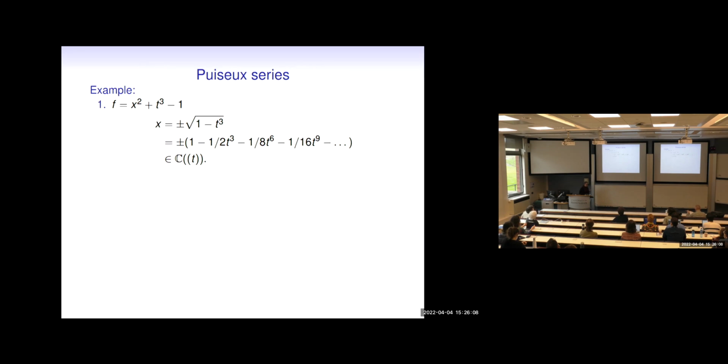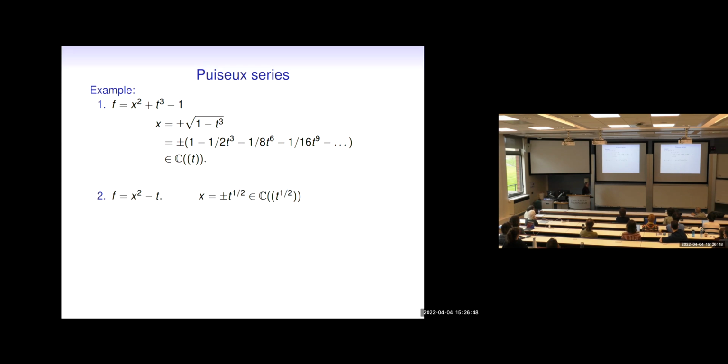This is something that, once you think about it, is first or second year undergraduate material. If I give you a polynomial like x squared plus t cubed minus 1, you realize that I'm just asking you for the square root of 1 minus t cubed. And you remember your Taylor series and you expand it out. So what you can see here is that we do have roots, but we have to think about them as living in here. I'm writing Laurent series, so the field of fractions of formal power series.